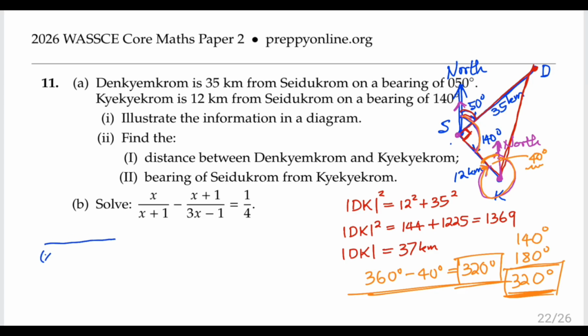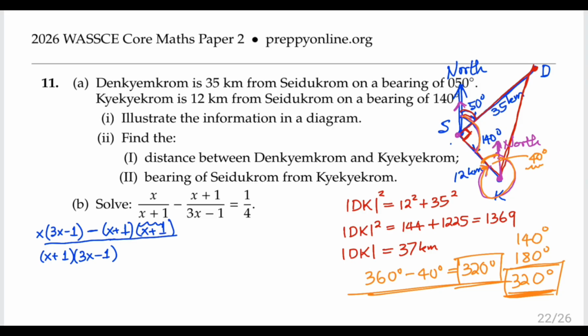We have x plus 1. Then we have 3x minus 1. Then we try to write this. So this fraction, x over x plus 1, the x plus 1 will divide. The denominator will be left with 3x minus 1. So we have this. And then we have minus x plus 1 times another x plus 1.